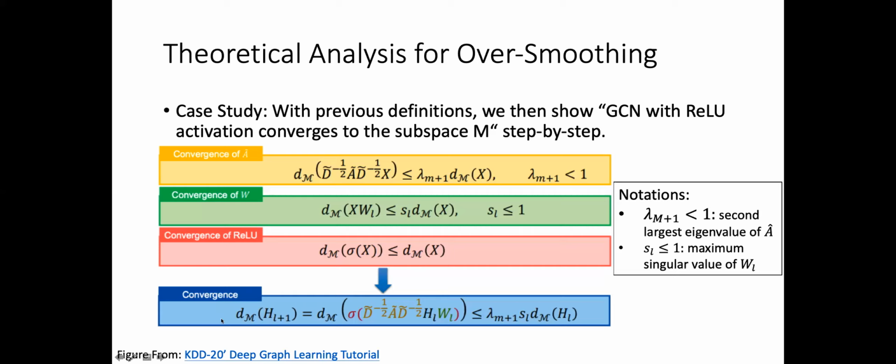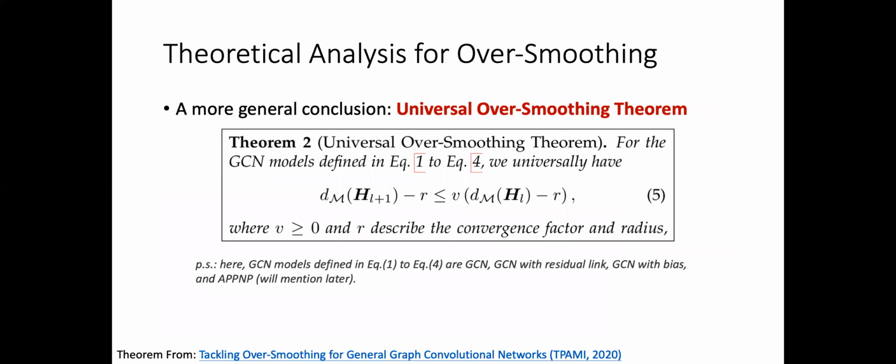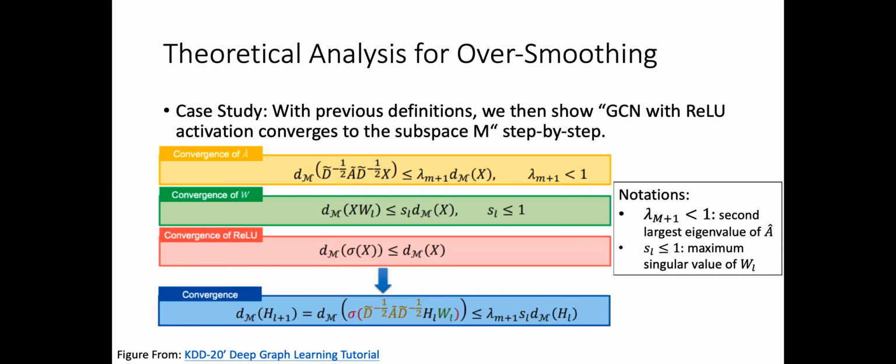Then we have this DM, the distance between the embeddings of the L plus 1 layer GCN and this subspace M, should be bounded by lambda m plus 1 times SL times the distance between the subspace M and the embeddings outputted by the L layer GCN. Since lambda m plus 1 and SL are less than 1, lambda m plus 1 times SL is less than 1. So we know that the distance between subspace M and the GCN's outputted embeddings will get closer and closer, and we finally converge. So this is just a case study to show that the GCN with the ReLU activation will converge to the subspace M.